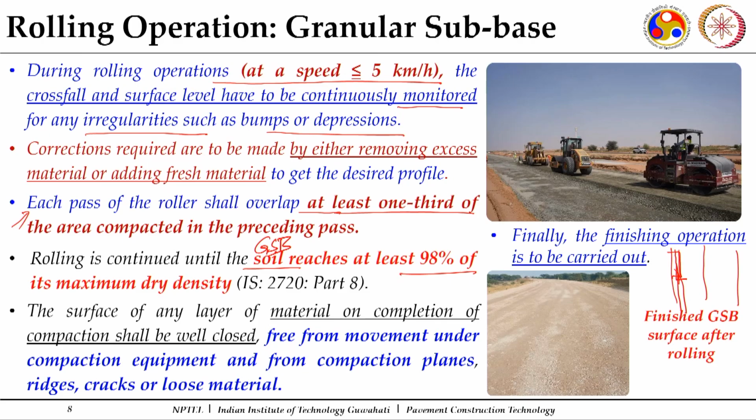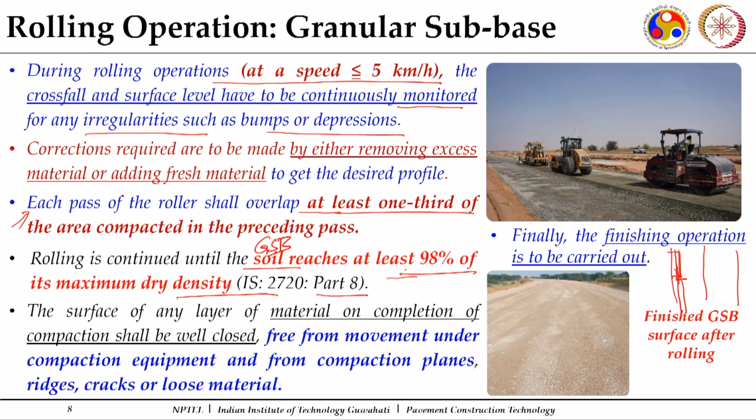Now, this density we have already determined, where we have determined our OMC and MDD. So, the density is to be simultaneously ensured, as we discussed, that we can do it by sand replacement method or some non-destructive testing, where we can use the nuclear density gauges or non-nuclear density gauges to monitor that the density of your granular subbase coarse material is at least 98% of the laboratory determined maximum density. The surface of any layer of material on completion of compaction shall be well closed.